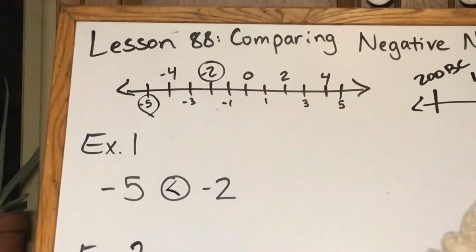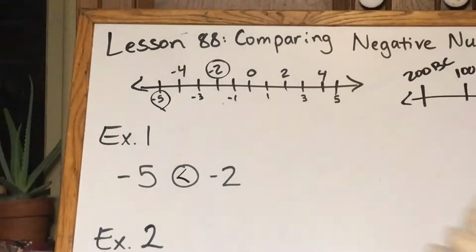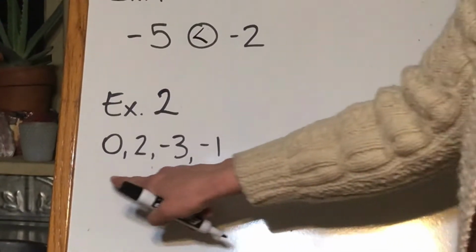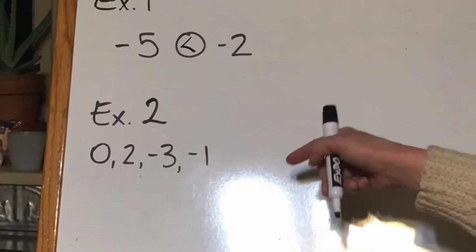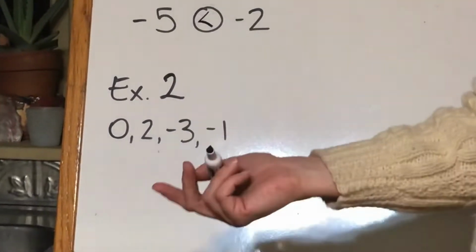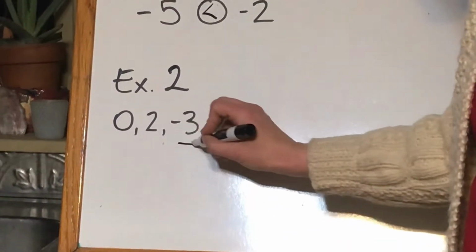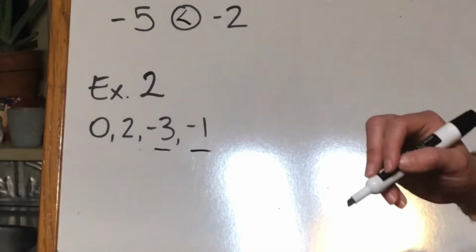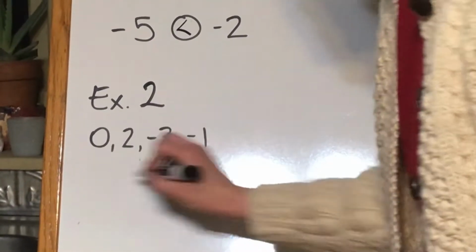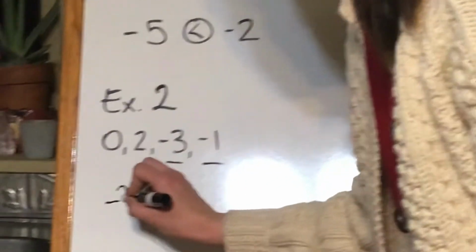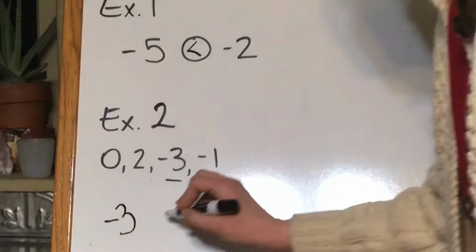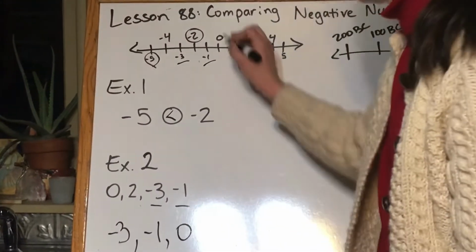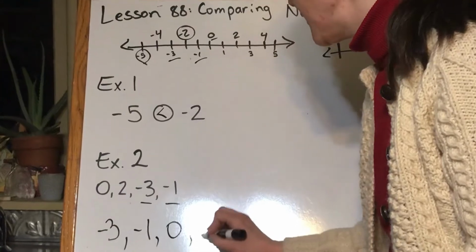Okay? In our example 2, it asks us to put these 4 numbers in order from least to greatest. Now this is not hard with positive numbers, but you have to remember that the larger the negative number is, the smaller it is. So, putting this in order, we'd have -3 here, then -1 here, then 0 here, then 2 here.